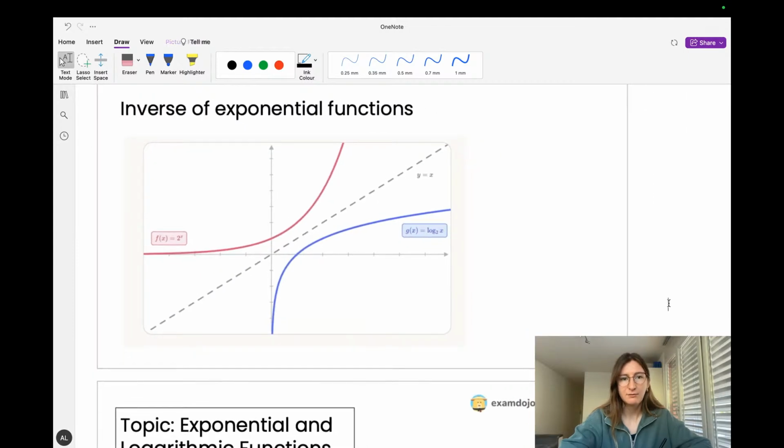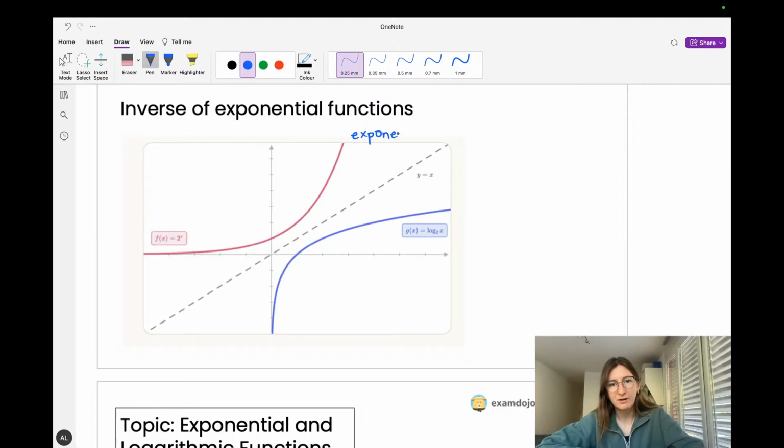All right, so as we're saying, we have the inverse of exponential functions. So if this red line is my exponential function, then the inverse of the exponential is my log function. And all inverses are reflections around the line y equals x. That's the line going diagonally through the origin. So this is my exponential, just reflected over that line gives me my log.